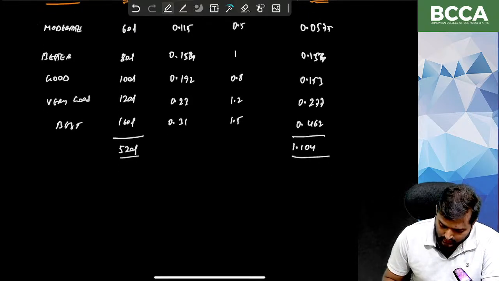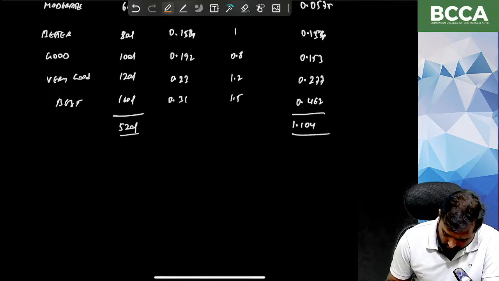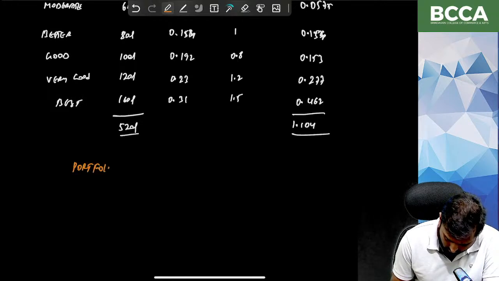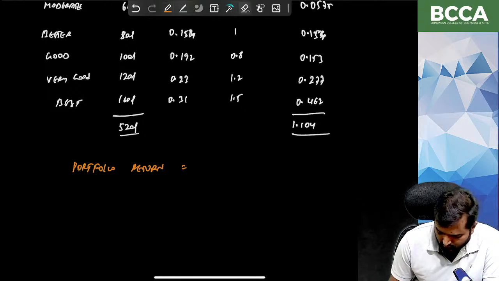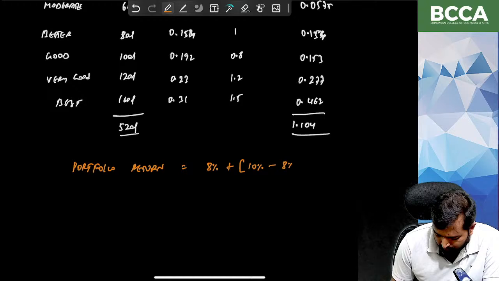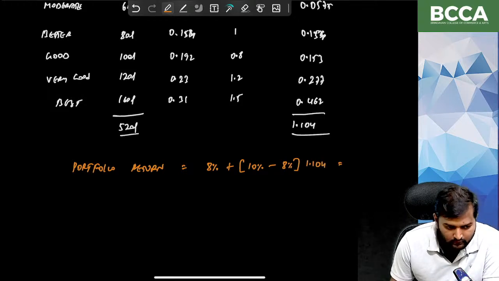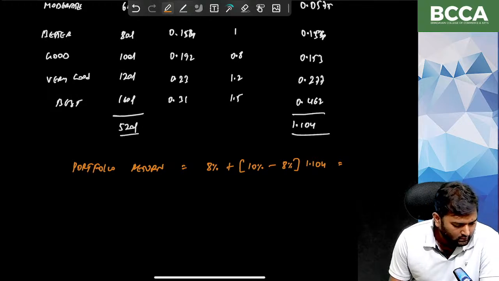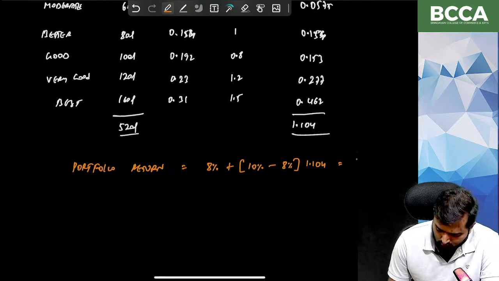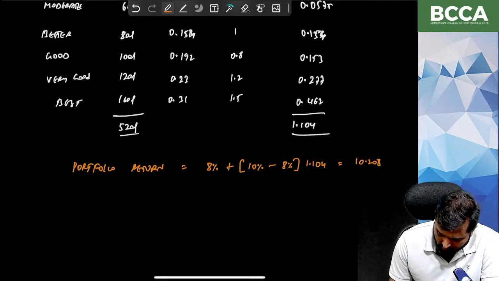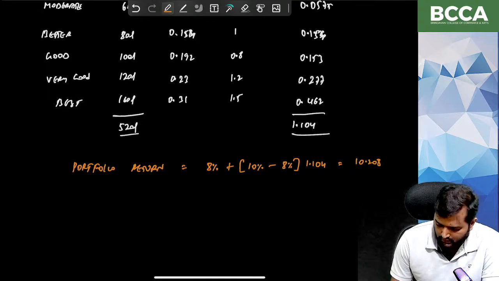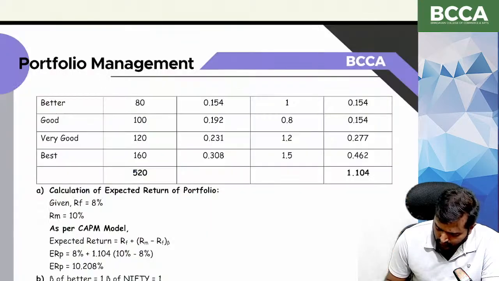Next, portfolio return is equal to RF 8% plus (RM 10% minus 8) into beta, which gives 10.208%. Clear? So this is the answer for portfolio return.